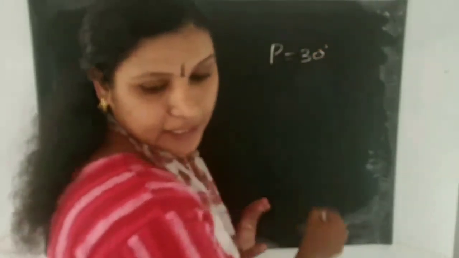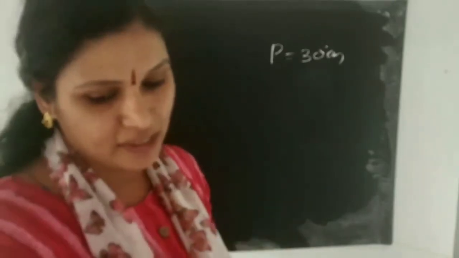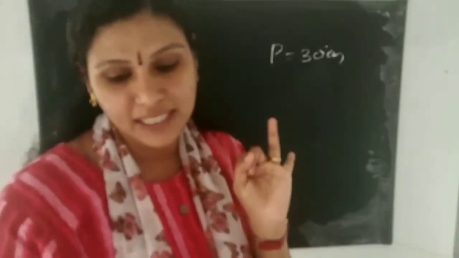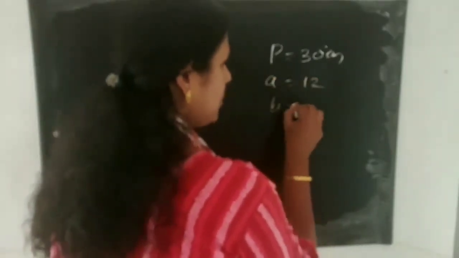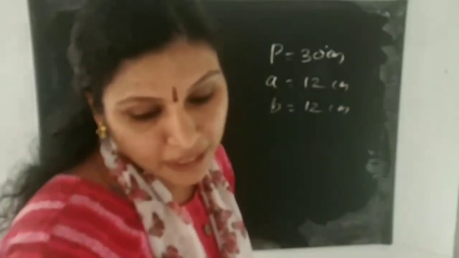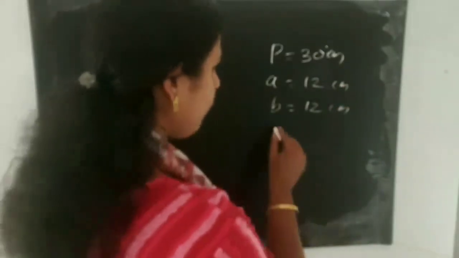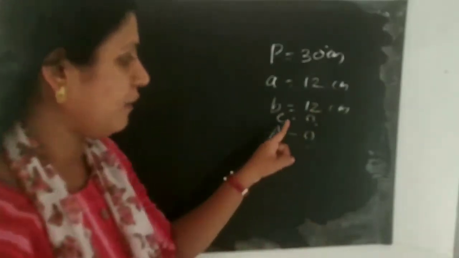An isosceles triangle has a perimeter given as 30 centimeter, and each of the two equal sides is given as 12 centimeter. That is A equal to 12 and B is also 12 centimeter. Then find the area of the triangle. We have to find the area of the triangle, so we need C. So first we find the value of C.